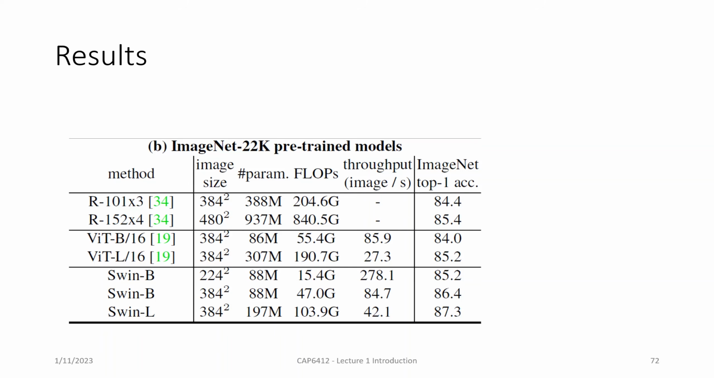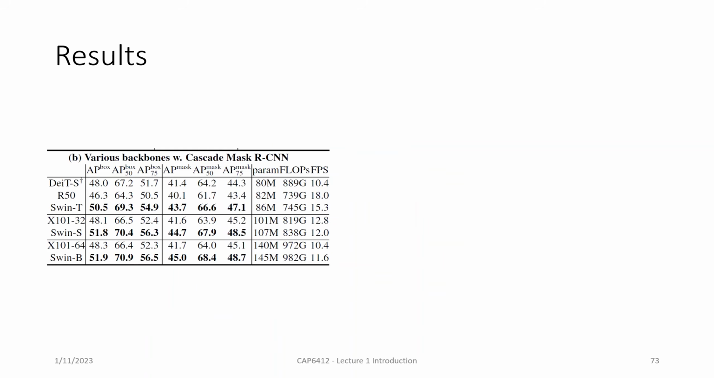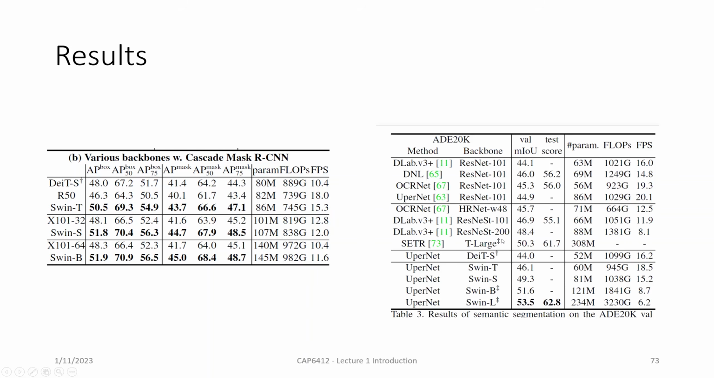Some more detail. This is ImageNet 22K pre-trained models, and then this is on the mask object detection. So they get pretty good results, as you see, 46 to 50 and 48 to 51. And this is on the semantic segmentation.